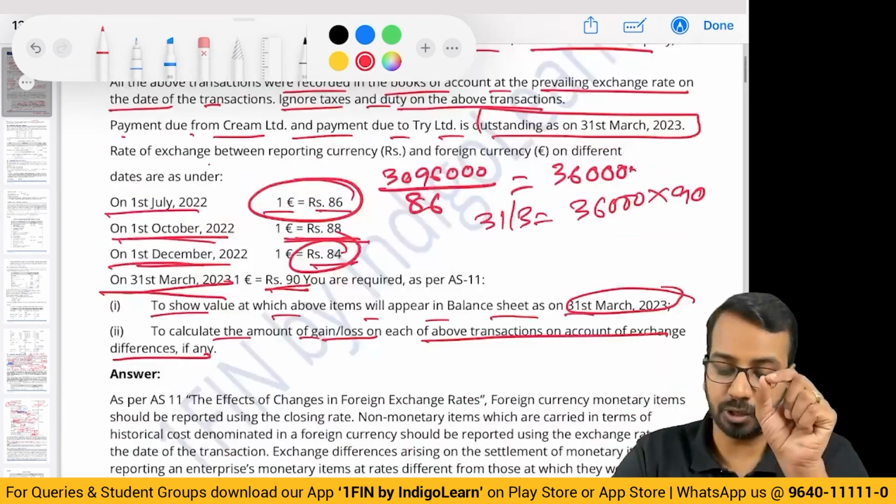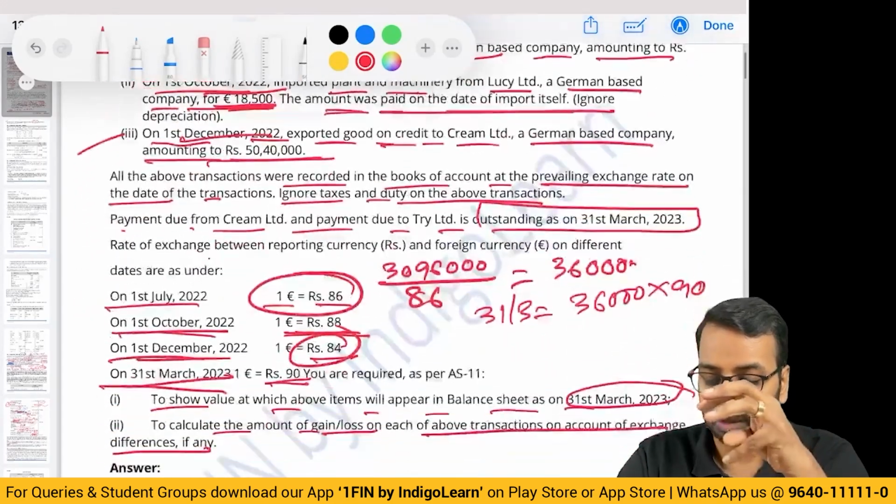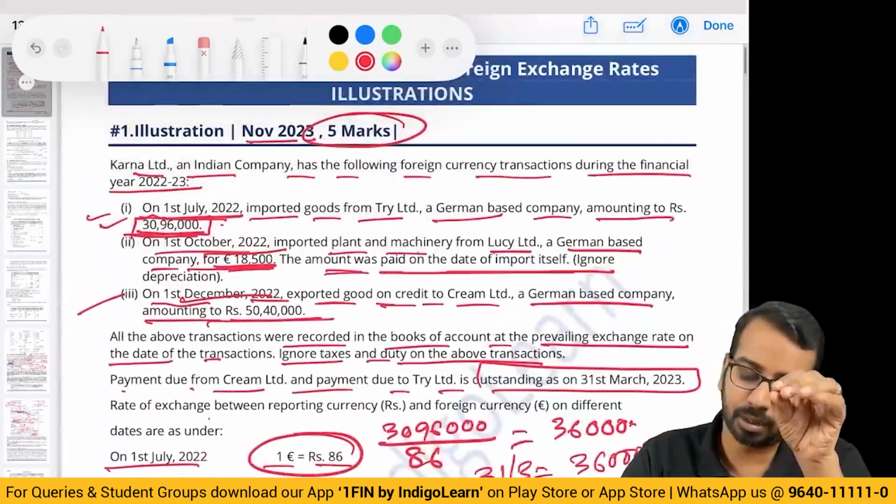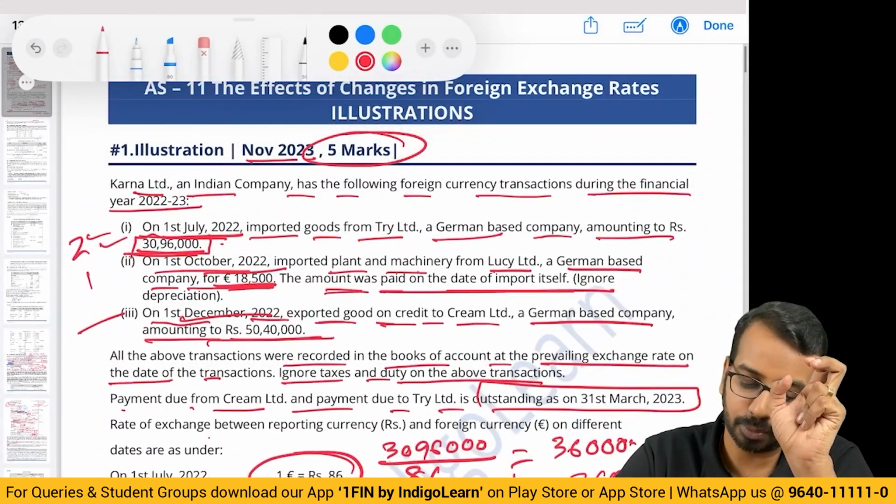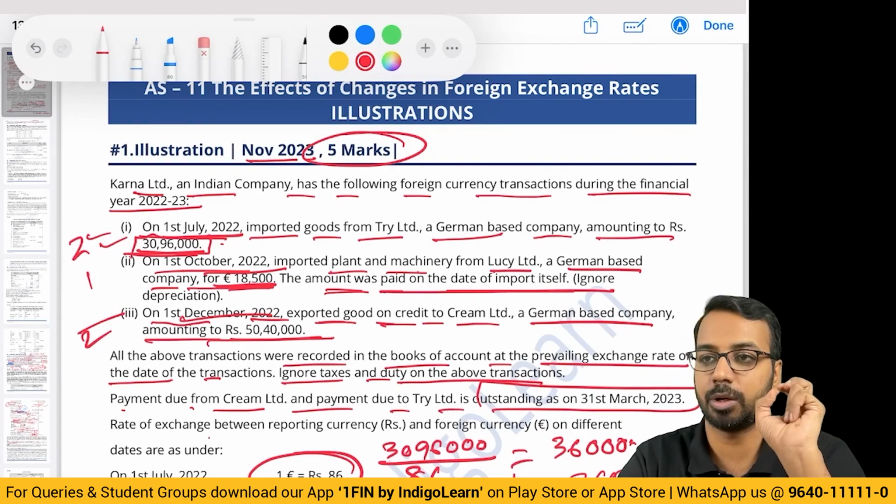Okay, simple question. There are 3 bits to it. So most likely the segregation would be 2 marks, 1 mark, 2 marks in this particular question.